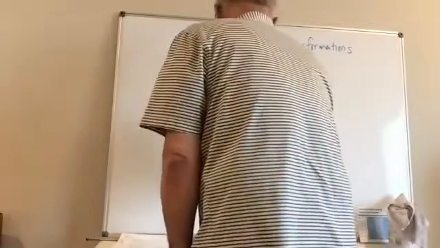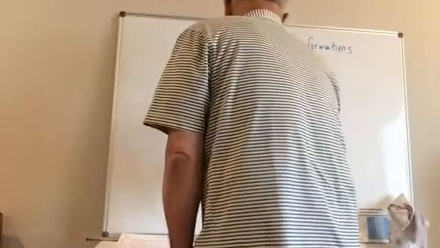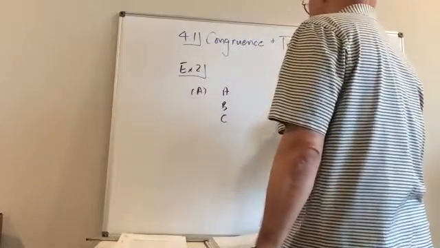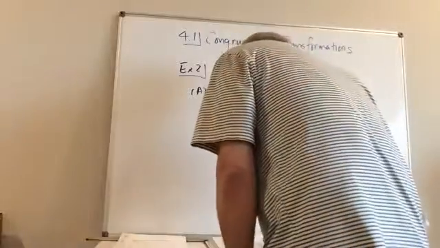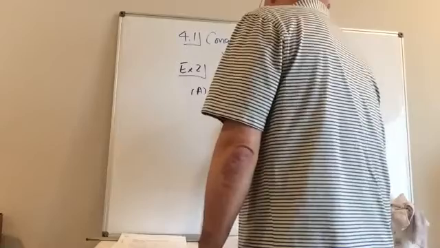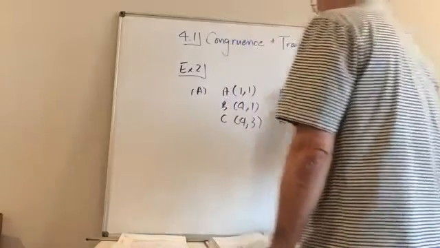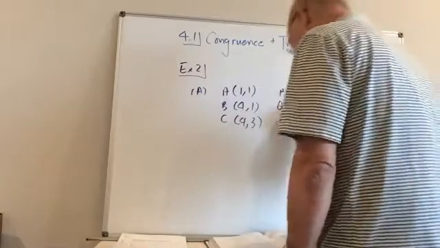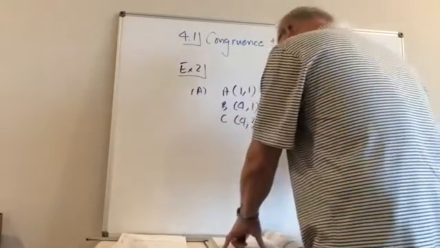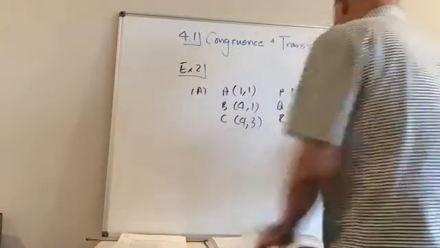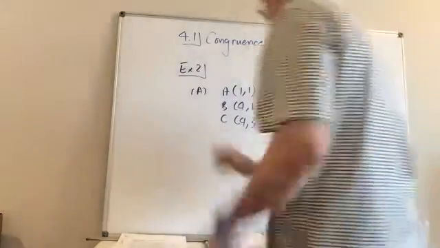So for A, I have ABC, and then I have PQR. The coordinates are 1, 1, 4, 1, 4, 3. And then here I have P at -4, 2. Q is -1, 2. R is -1, 4. Okay, so let's take a look. Let's go ahead and draw this out.